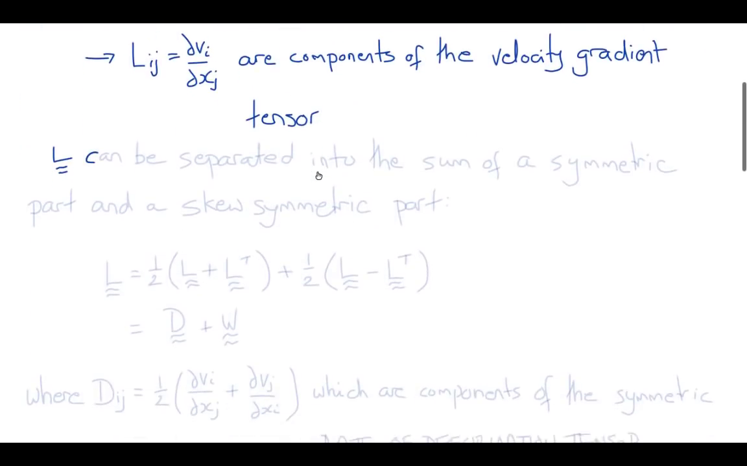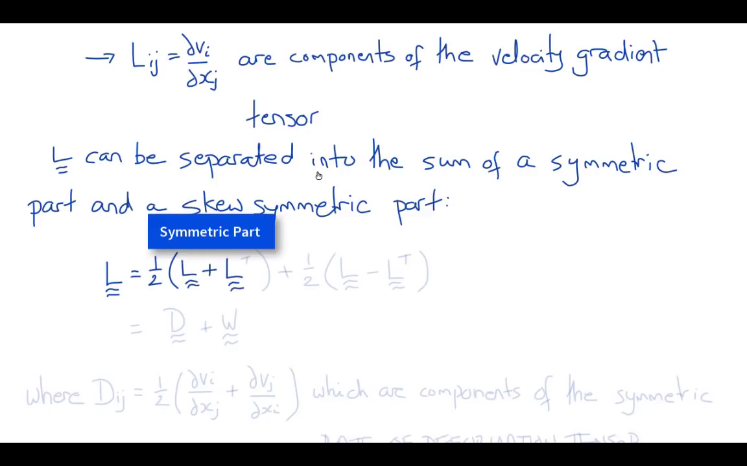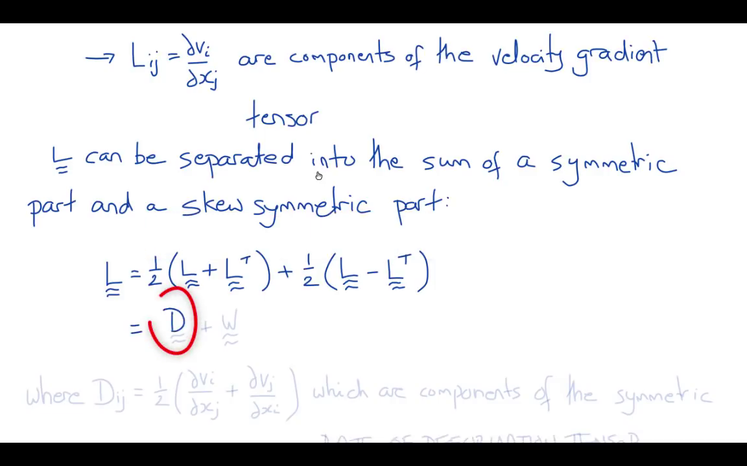Unlike the deformation gradient tensor, we can decompose it, but not through the polar decomposition theorem, but rather through the simpler additive symmetry decomposition. So we decompose L into a symmetric part and a skew symmetric part as follows. So L will equal a symmetric part, which is 1/2 of (L plus L transpose), plus a skew symmetric part, 1/2 of (L minus L transpose). And the symmetric part is called D, the rate of deformation tensor or the strain rate tensor, and the skew symmetric part is called W, the spin tensor.